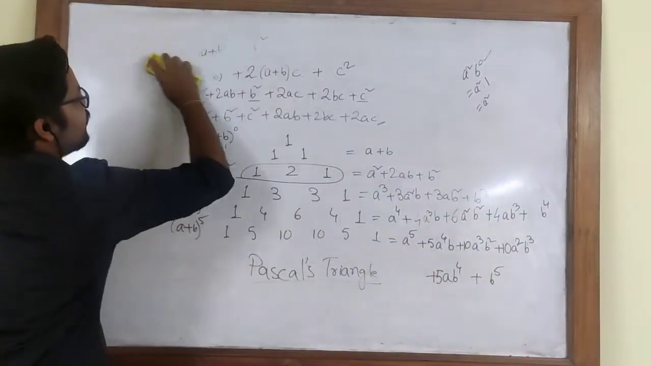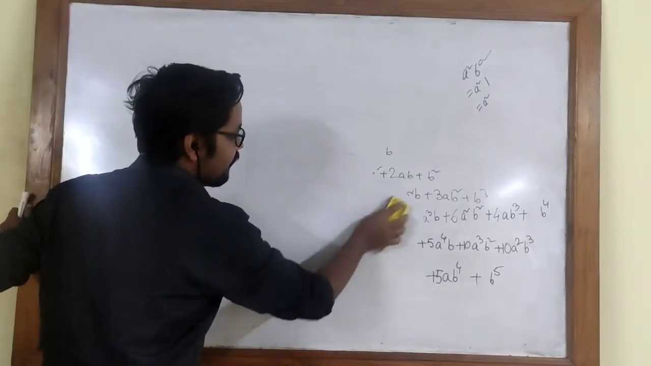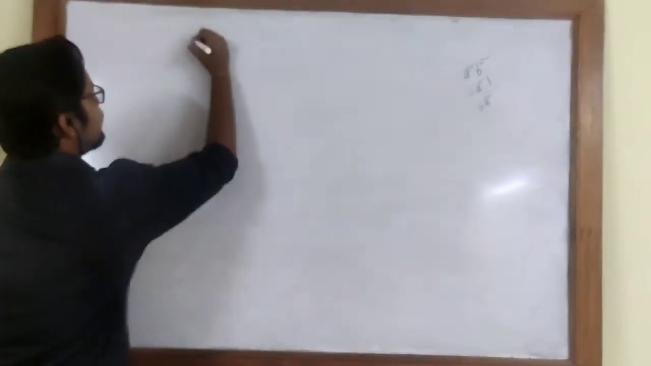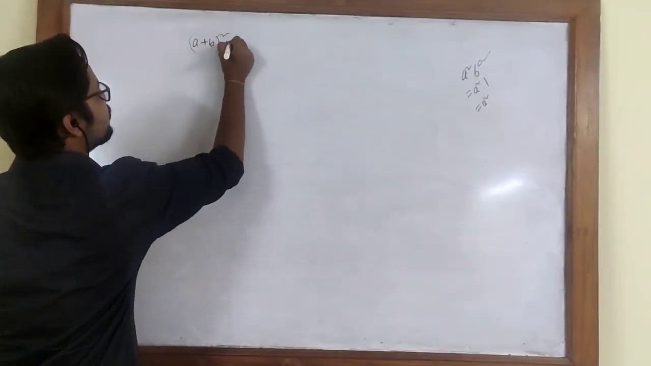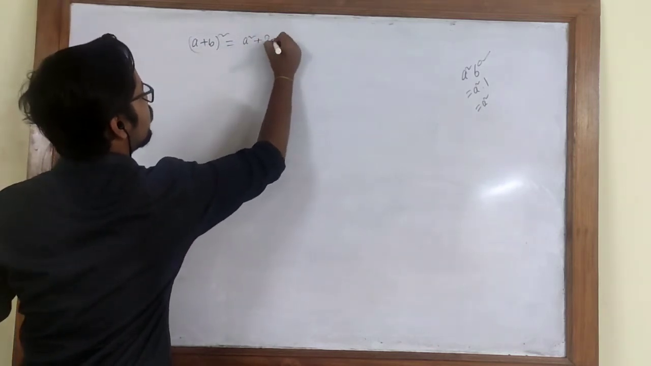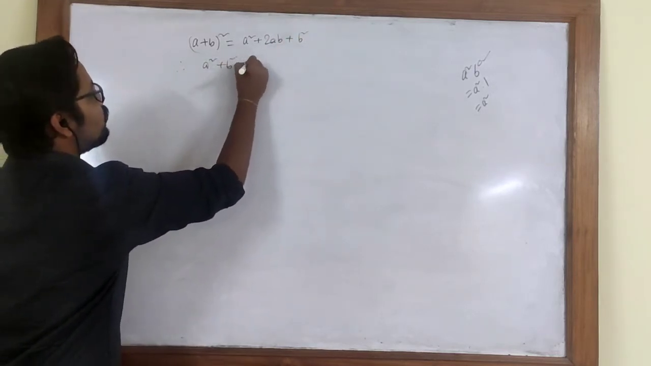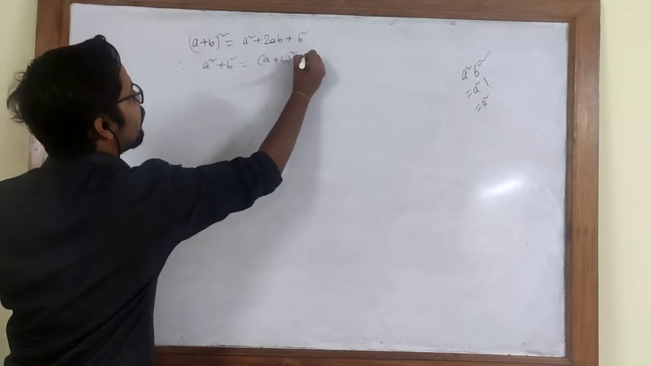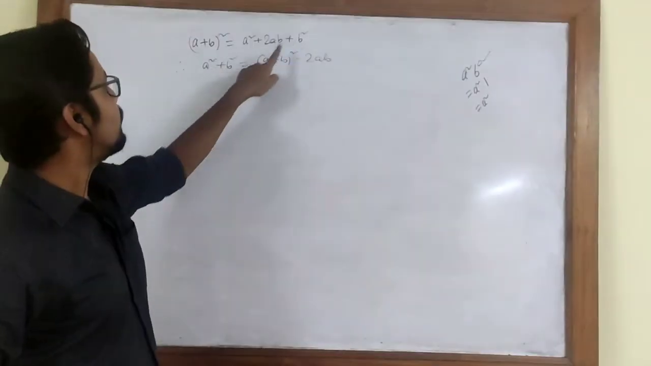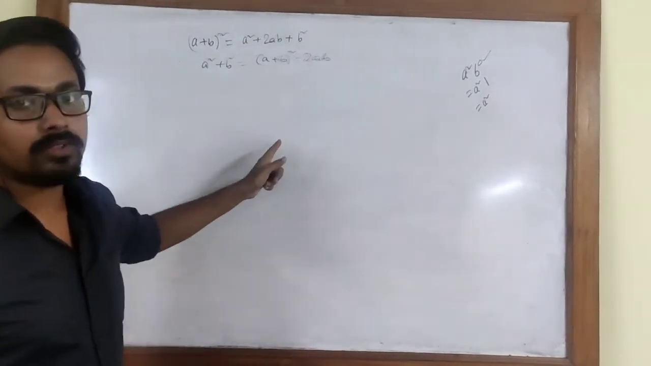For example, if I know (a plus b) whole square, then I can find another formula, a square plus b square. Since (a plus b) whole square is equal to a square plus 2ab plus b square, therefore a square plus b square will be equal to (a plus b) whole square minus 2ab. Just a simple side change and I will get a square plus b square. So using these formulae we can get to other formulae as well.